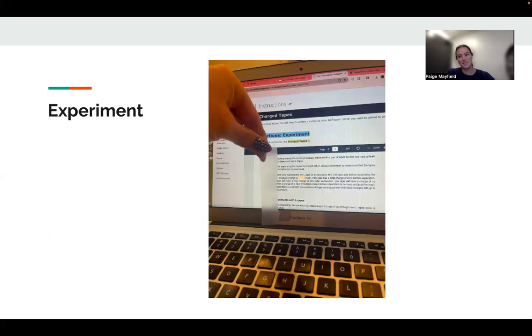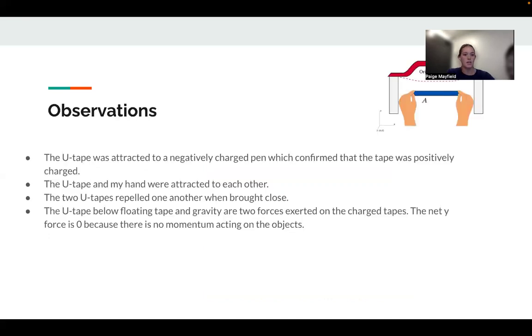This is a photo of our experiment. In this, we observed that the U tape was attracted to a negatively charged pin, confirming it was positively charged. The tape was also attracted to a hand, showing charge leakage when touched. Two U shapes repelled each other, demonstrating that like charges repel, and the floating tape reached equilibrium when the upward electric force was equal to the downward gravitational force.